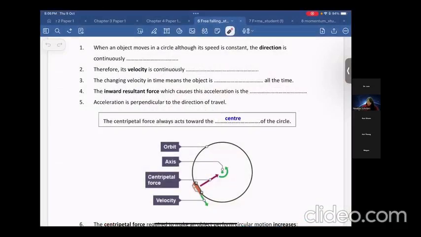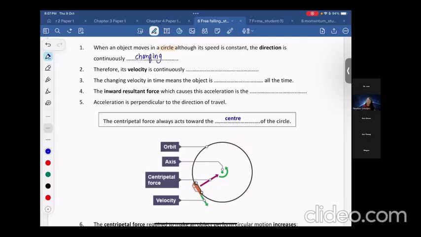When an object is moving in a circle, find the keyword: circle. Although the speed is constant, look at the direction. Supposedly it is going straight, but we found that it moves in a circle, which means the direction keeps on changing. It is not moving in a straight line. That is why it forms a circular motion. So here, the direction is continuously changing.